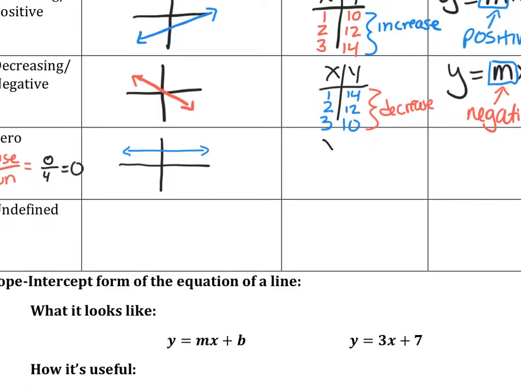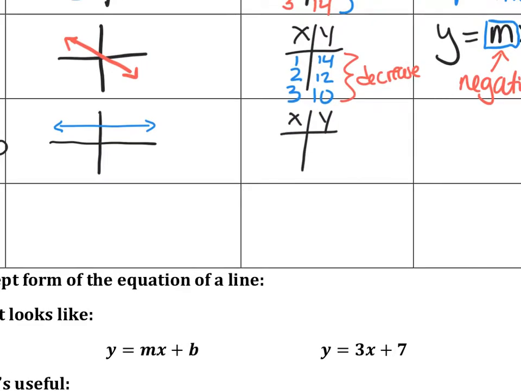In a table, when we have a horizontal line, our graph has the same y value for every single point because, again, there's no rise. It's not changing. So the y value will always be the same as the x value changes. So the y value is the same for all points when we have a horizontal line.